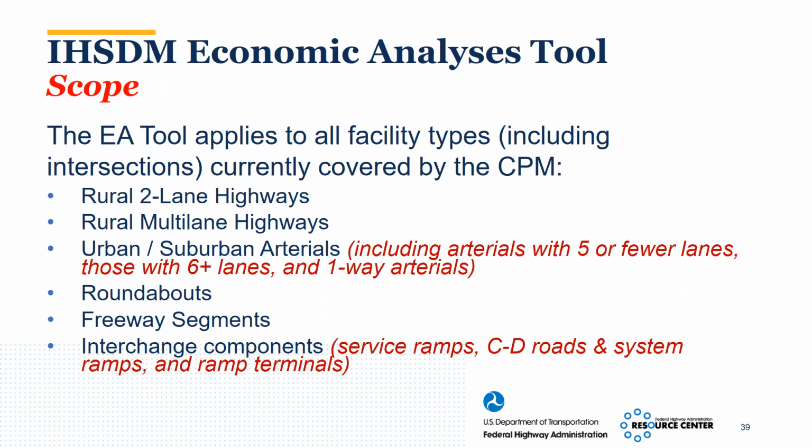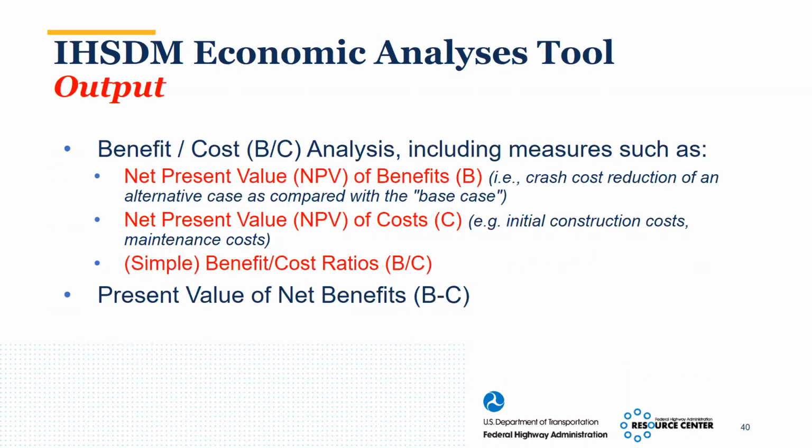So the scope is that it does apply to all facility types that are currently covered in the crash prediction module, meaning all of those facility types covered in the HSM first edition, plus the urban arterials that have 6+ lanes and also one-way arterials, roundabouts, and so on. So it covers pretty much everything that's in the crash prediction module.